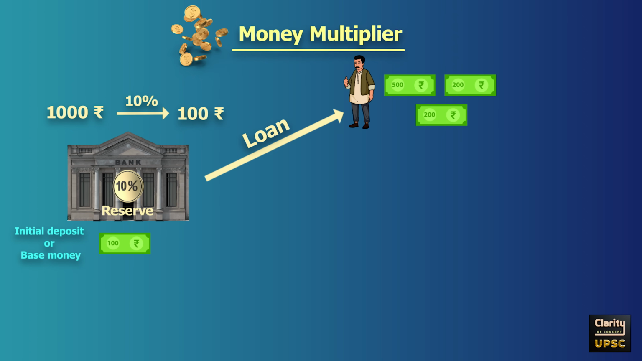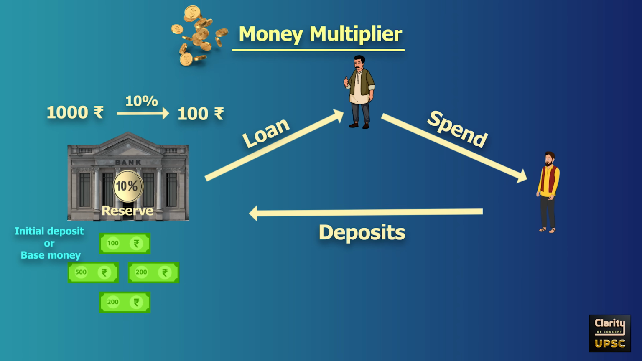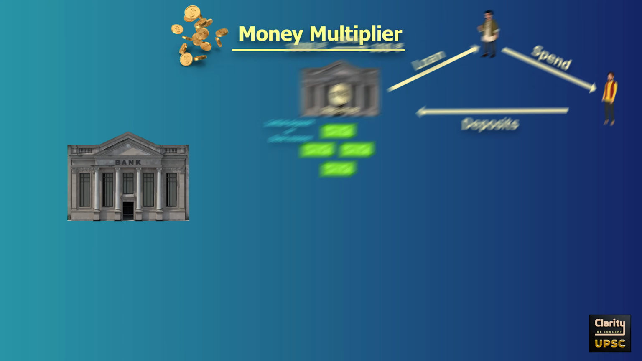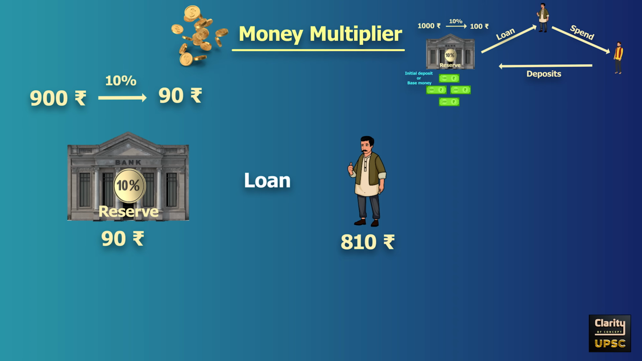Now the person who takes the loan will spend it. Let us say he gives 900 rupees to someone. That person deposits 900 rupees back in the bank. Maybe this bank or any other bank. Again, bank keeps 10% of 900 rupees as reserve. That is 90 rupees kept aside. The rest 810 rupees is given out as loan.